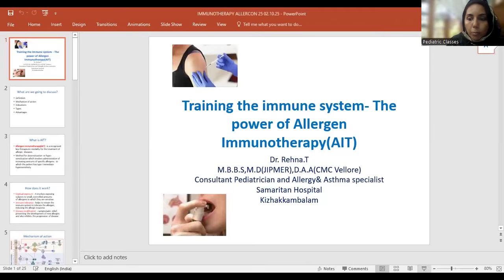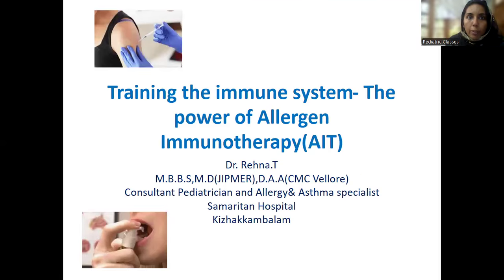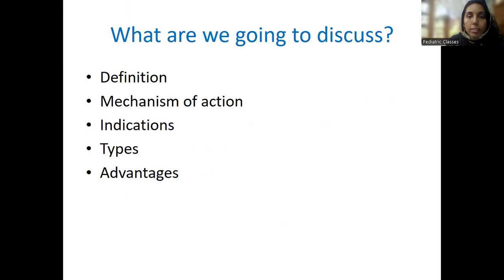Immunotherapy, as you know, is a very upcoming thing. It has been there for a long time, but as the prevalence of allergy is increasing, it has been found that the use of immunotherapy is going to do wonders, not only for children but also for adults. So in this session, we'll discuss the definition, mechanism of action, indications, types, advantages, etc.